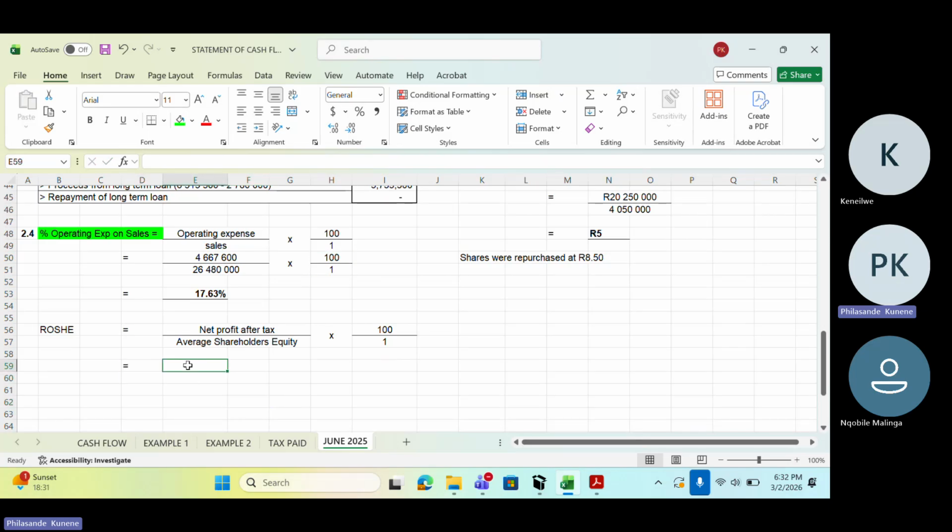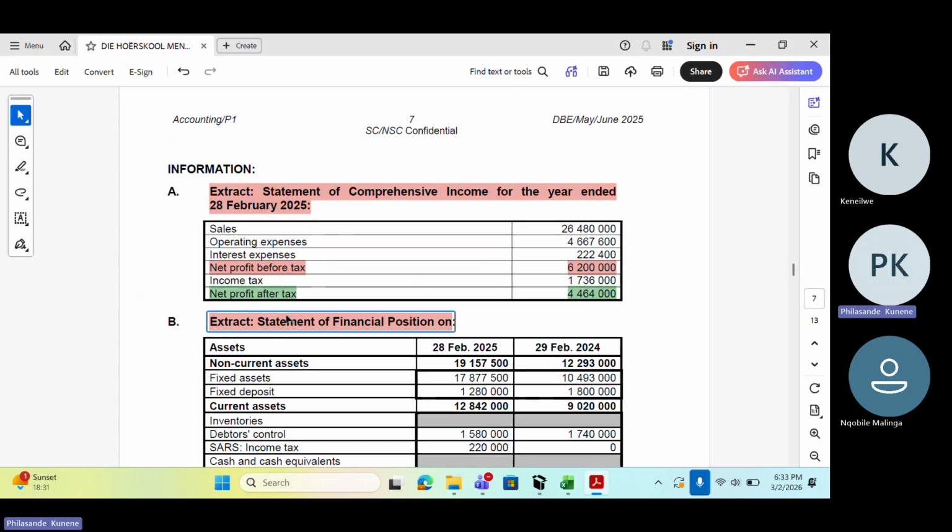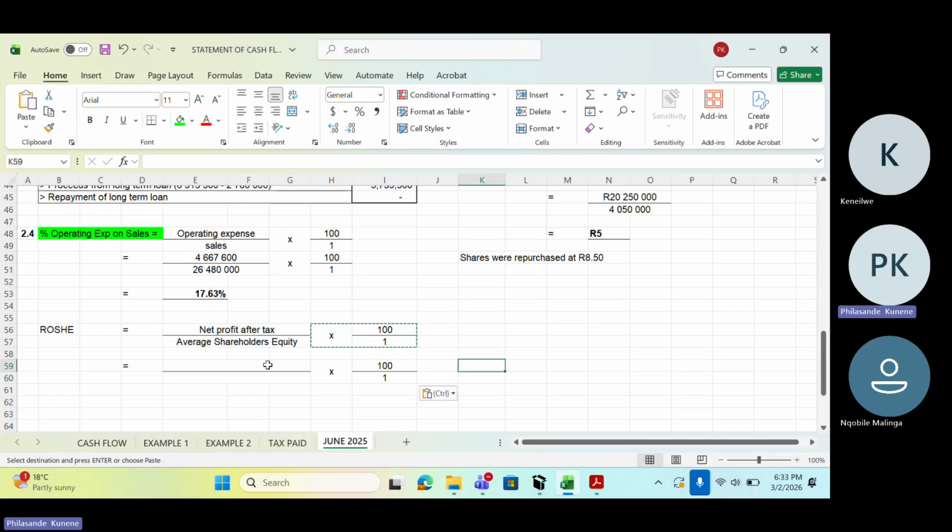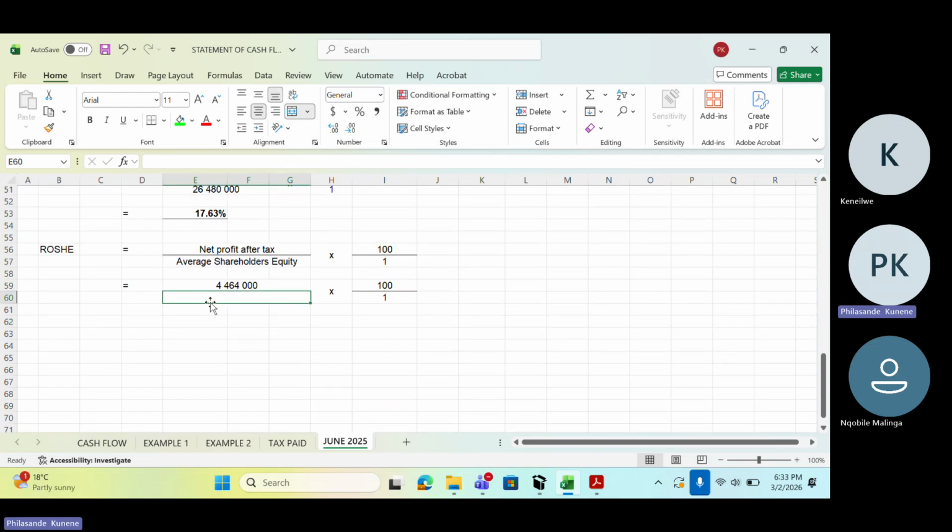Now we need to do the calculation. How much is our net profit after tax? Let's go and check that information. Net profit after tax, that is 4,464,000 rands. That is the net profit after tax, over average shareholders' equity.